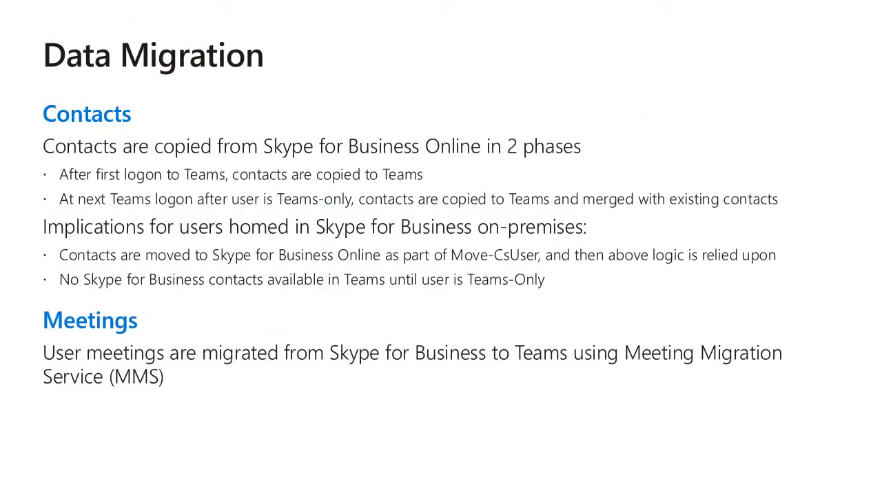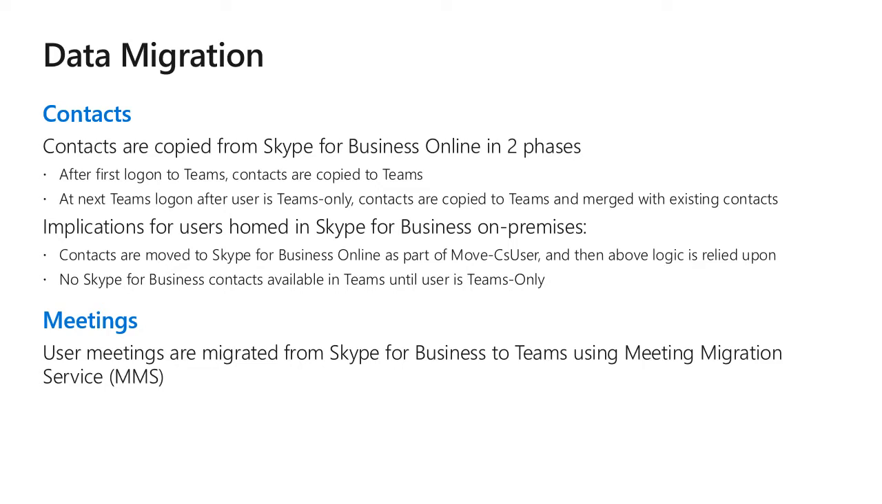So let's talk about the data migration aspects when we go from Skype for Business to Teams. So let's look at contacts first. Contacts are actually copied from the Skype for Business environment in 2 phases. At first logon to Teams, your contacts are copied from Skype for Business Online into Microsoft Teams. At the next Teams logon after you have been fully upgraded to Teams, that is, you've been assigned the Teams only coexistence mode, we'll do another sync for you. We'll do another copy of the contacts to Teams.